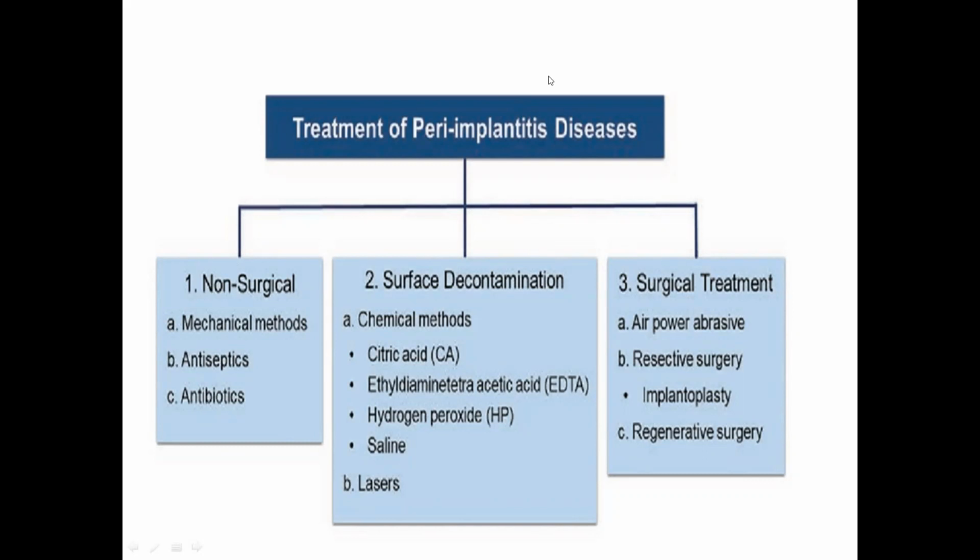With surface decontamination, which surface to decontaminate? There are pre-treated implants available in the market. We can use those implants as well, or the implant which is loose, which has gone to failure. We can treat that implant with chemical methods like citric acid, EDTA, hydrogen peroxide, or saline. We can treat the implant surface with those chemicals. We decontaminate them, and then we can again insert them into the patient's mouth.